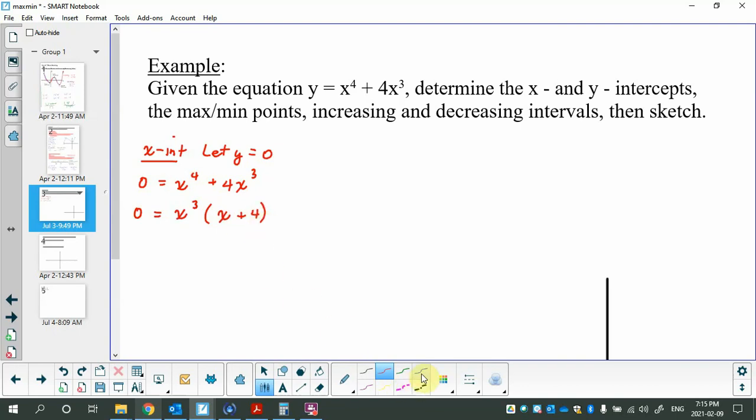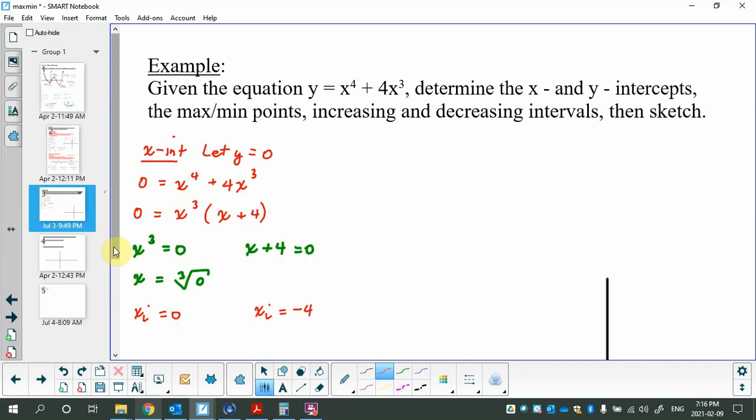And then just to annoy you, dig out the green pen. X cubed is equal to 0. X plus 4 is equal to 0. So if I take the cube root of 0, I don't have to worry about plus minuses. But I end up with an x-intercept of 0 and another x-intercept of -4.